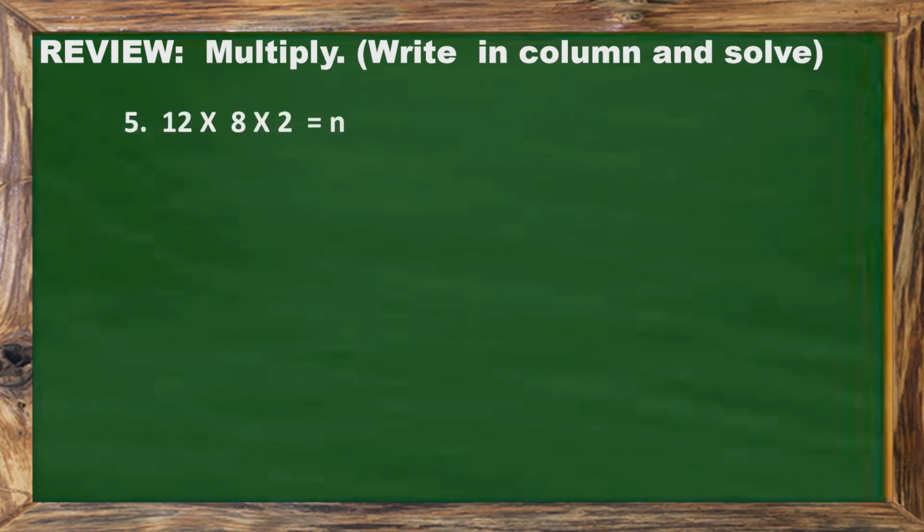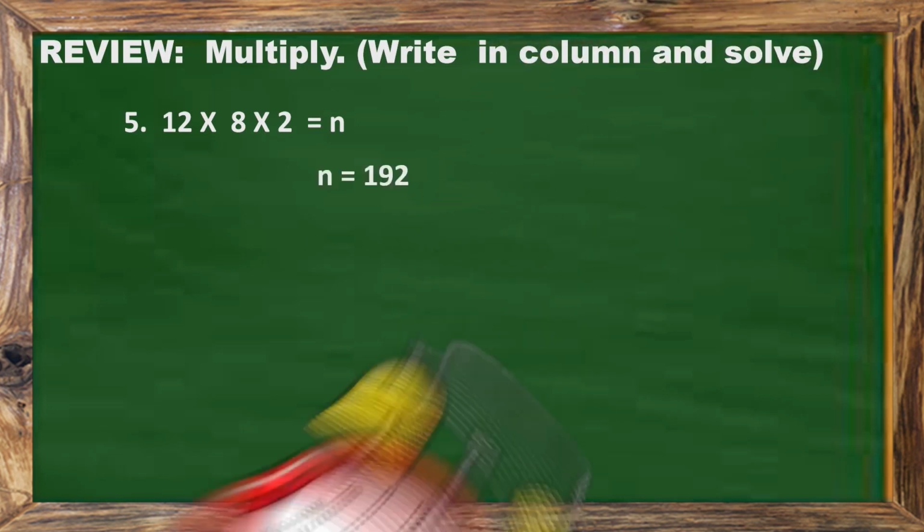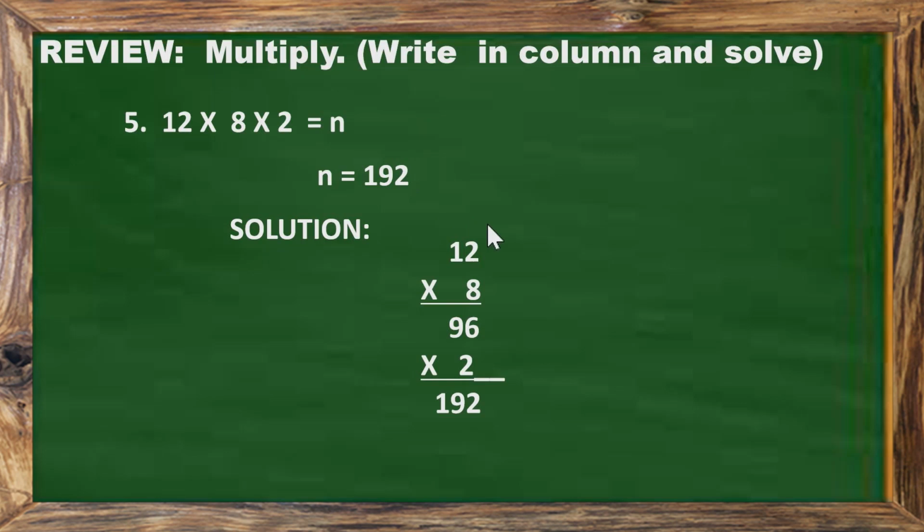Next, 12 times 8 times 2. What is n? Correct, 192. Solution. 2 times 8 is 16, bring down 6, carry 1. 8 times 1, 8 plus 1 is 9. 96 times 2, 6 times 2 is 12, bring down 2, carry 1. 2 times 9, 18 plus 1 is 19. So 12 times 8 times 2 is 192.